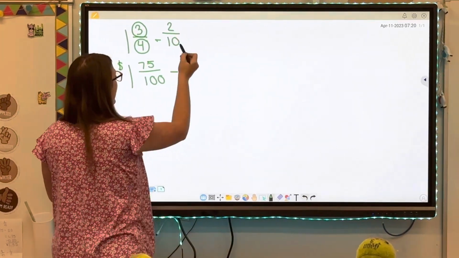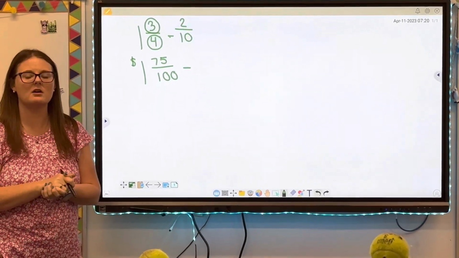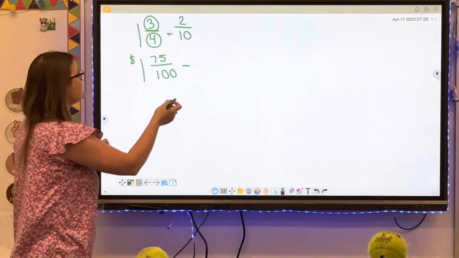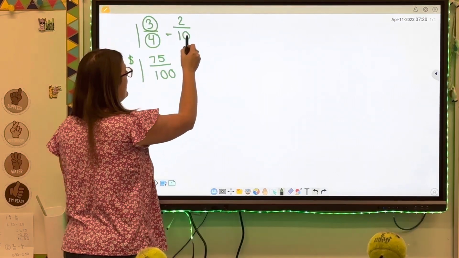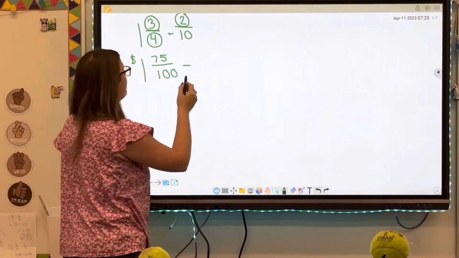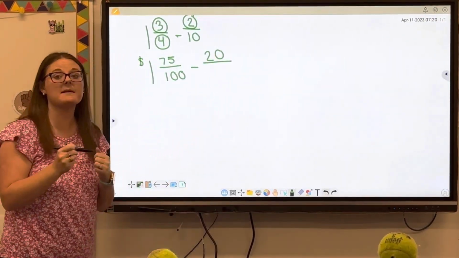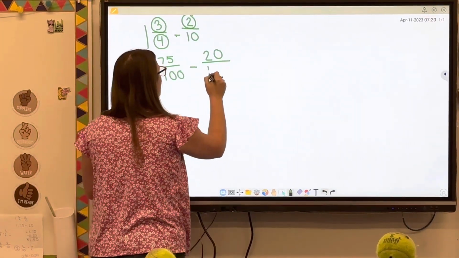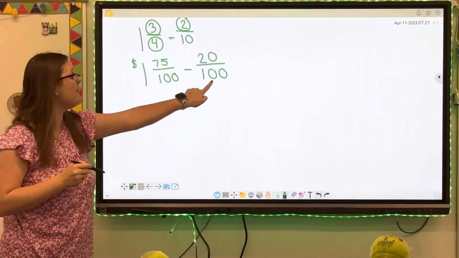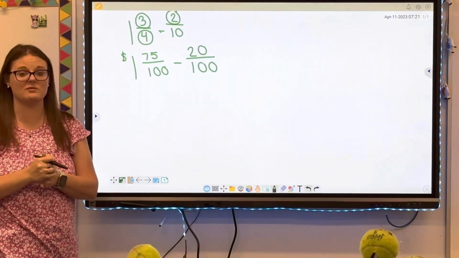Now I'm going to subtract 2/10. What coin do I need 10 of to make $1? Well, 10 groups of 10, that's 100. So 10 cents is going to give me 100, 10 of those. So if I have 2 dimes, then I've got 20 cents. And 10 dimes is going to give me 100. So now, back to the old school way, you can see that my denominators are now the same. 20 hundredths is equivalent to 2/10.